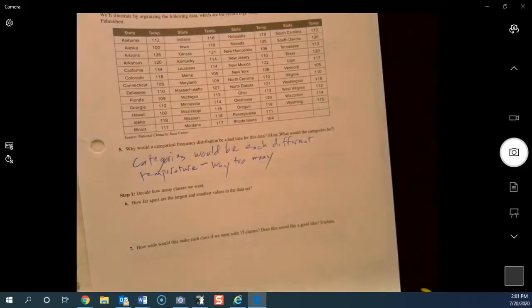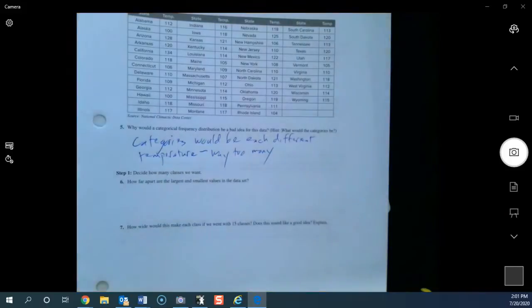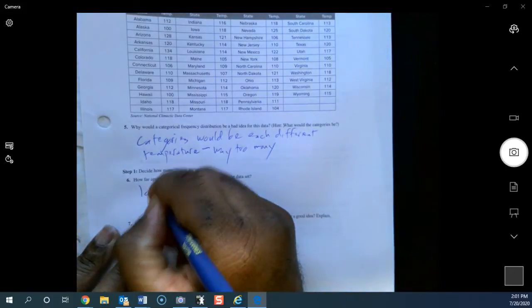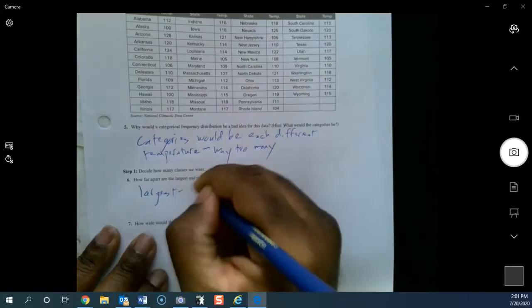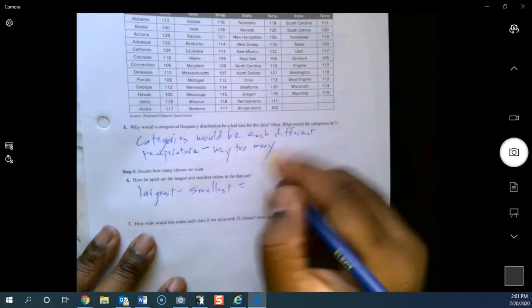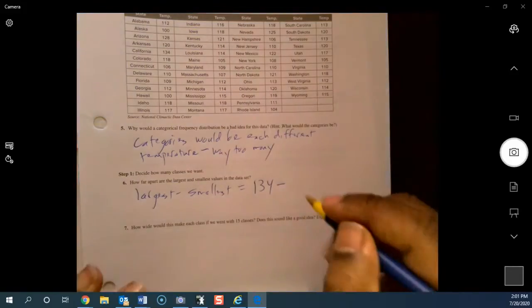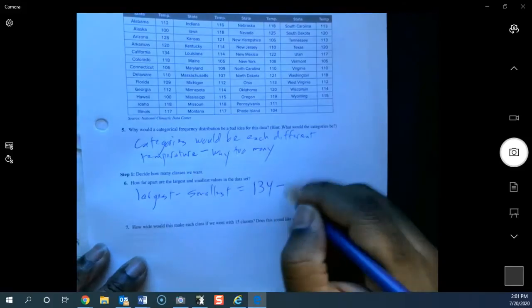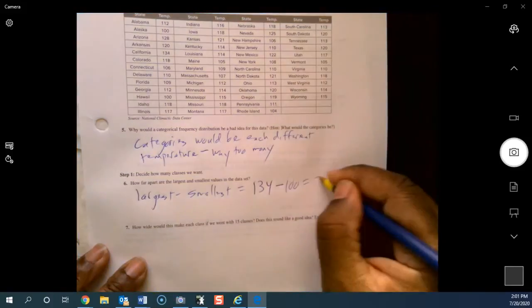and that is way too many. Okay, now, number 6, it says, how far apart are the largest and smallest values in the data set? Okay, so we will take the largest minus the smallest. The largest would be 134, and the smallest would be 100. So it'd be 34.